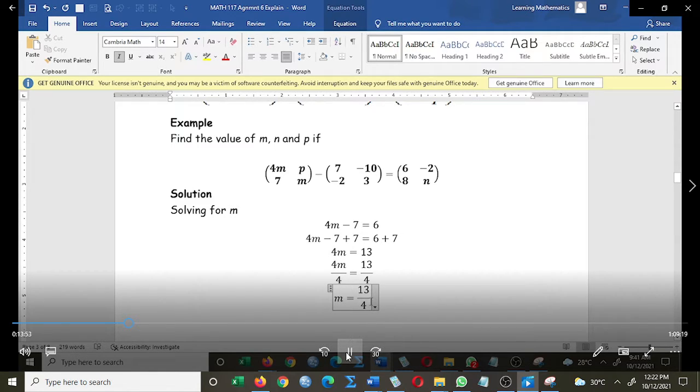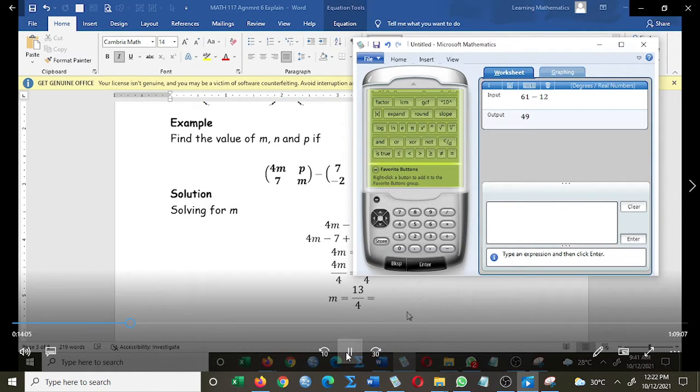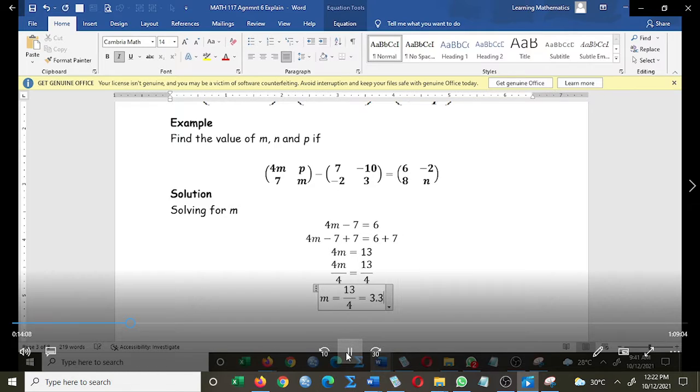You can leave your answer as 13/4, but how else can you put your answer? If you leave your answer as 13/4, it's correct, but you can put it as a decimal. What is 13/4? 3.3. But what else can you do with 13/4? You can put it as a mix. That would be how much? 3 and what? Mixed fraction, a whole number and a fraction. So what is the fraction? 1/4.